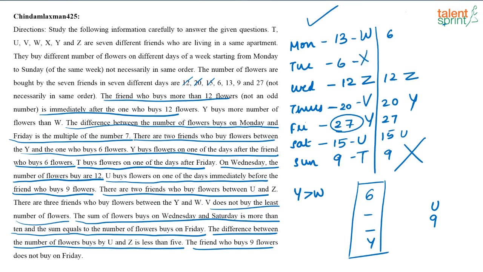Monday 13 W, Tuesday 6 X, Wednesday 12 Z, Thursday 20 V, Friday 27 Y, Saturday 15 U, and Sunday 9 T. So that is your final arrangement. Now based on this you can solve the questions that follow.